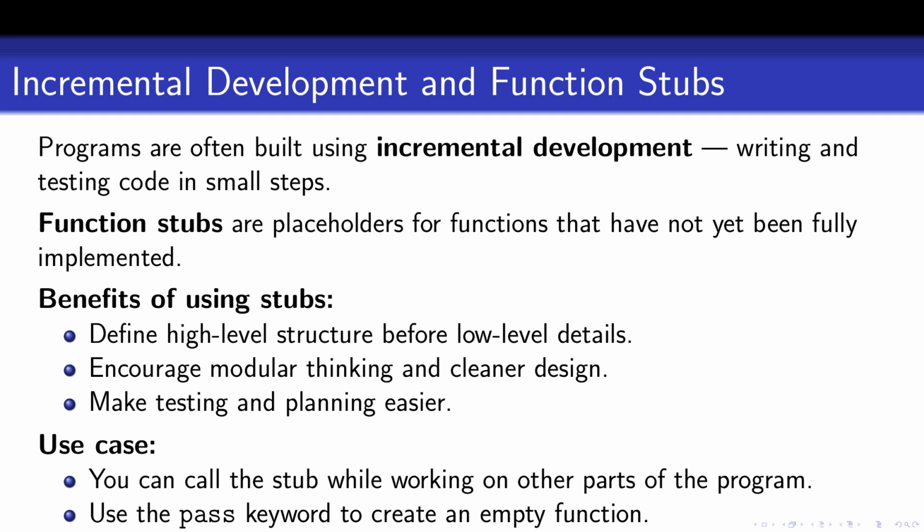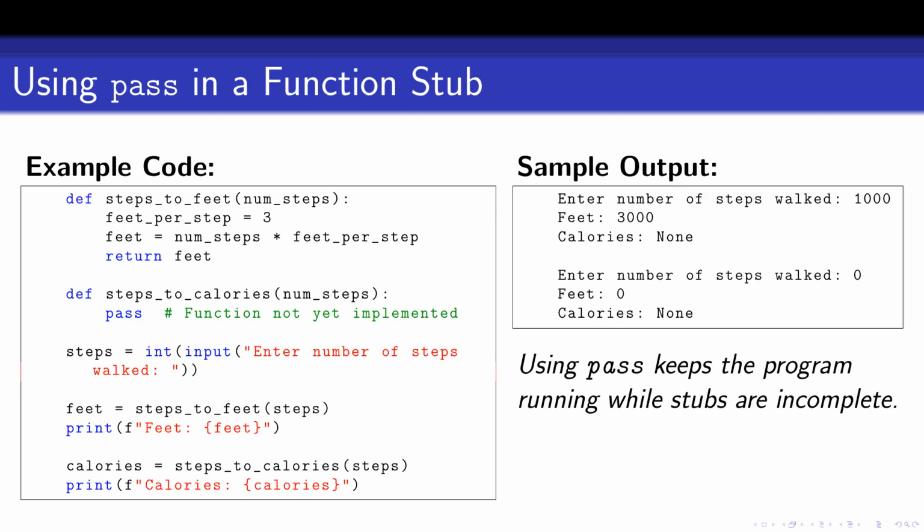Stubs encourage modular thinking and help prevent you from writing large blocks of untested code. While a stub doesn't perform any real work yet, it plays an essential role in building and refining your program gradually and thoughtfully. In Python, you can create a stub using the pass keyword. This lets the function exist syntactically, but do nothing.